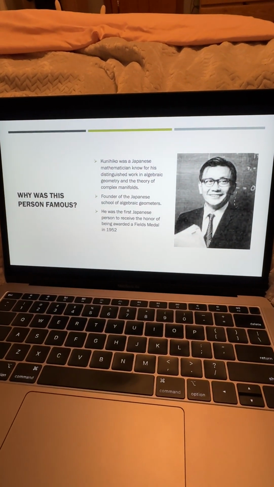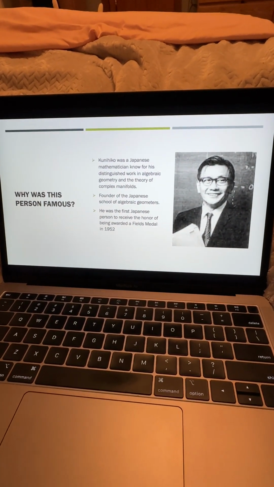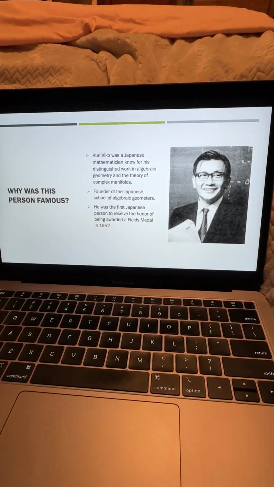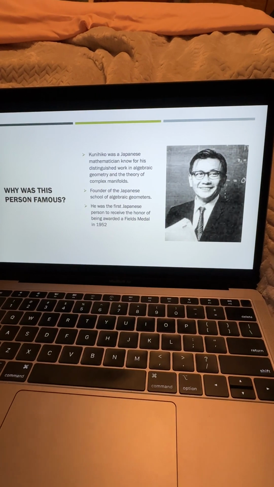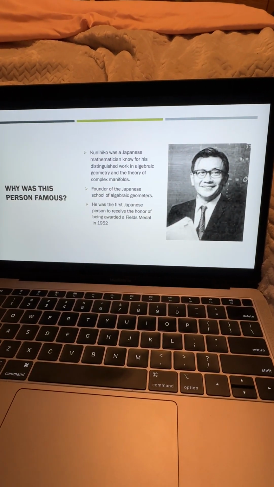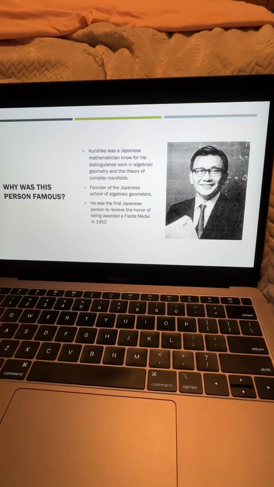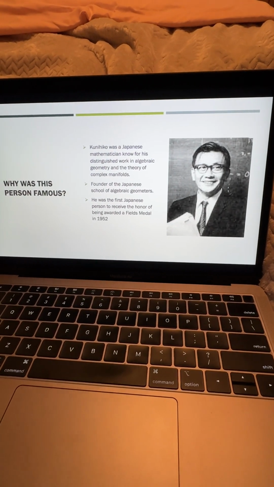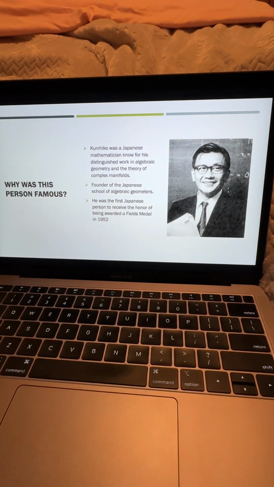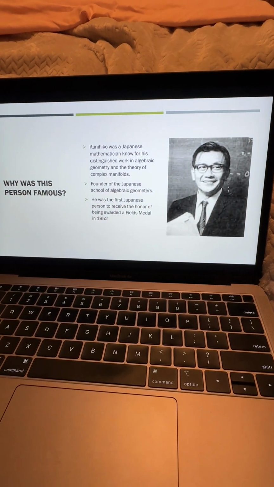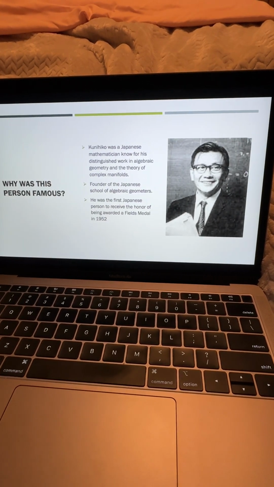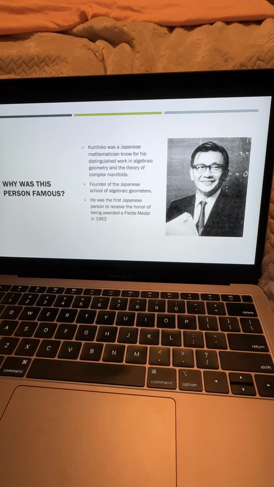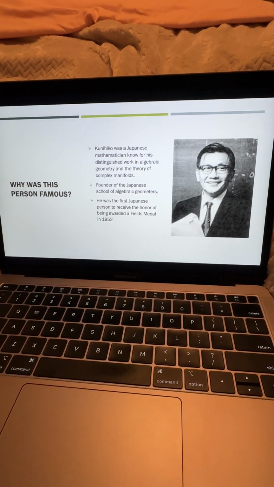So the first question is, why was this person famous? Kunihiko was a Japanese mathematician known for his distinguished work in algebraic geometry and the theory of complex manifolds. A picture of the complex manifolds will be on another slide. He was the founder of the Japanese School of Algebraic Geometers, and he was also the first Japanese person to receive the honor of being awarded a Fields Medal in 1952. And to the right is a picture of what he looked like.